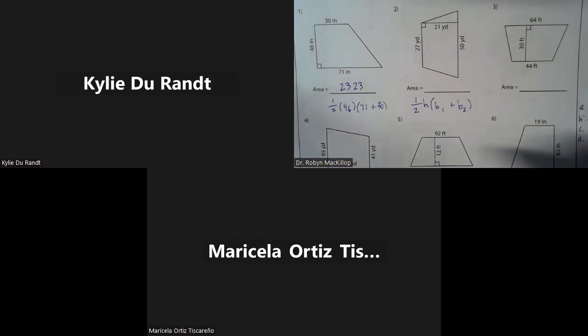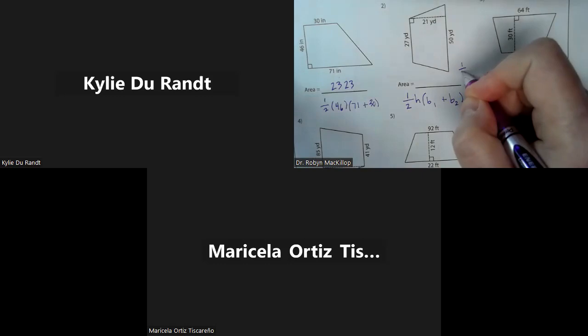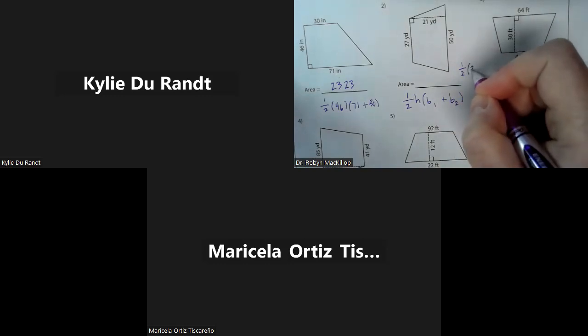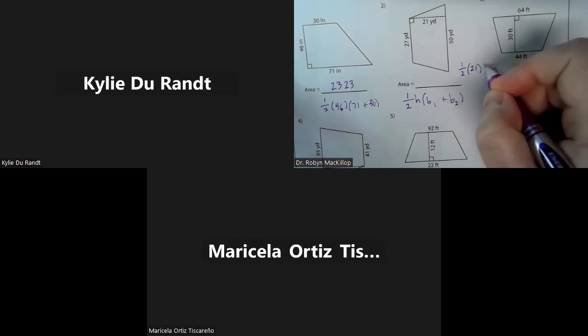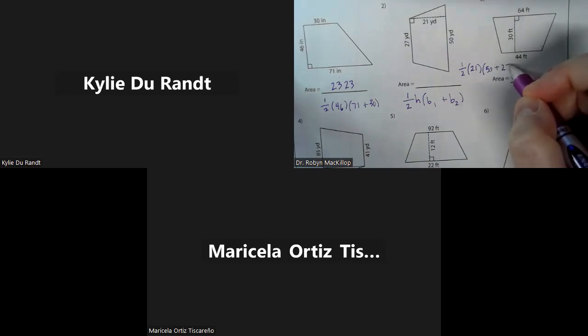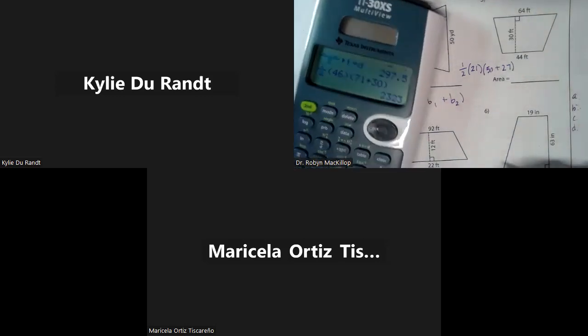So for this one, we've got 1/2, that's just part of the formula, times the height, which is 21, times base 1, 50, plus base 2, 27. And again, let your calculator do that.